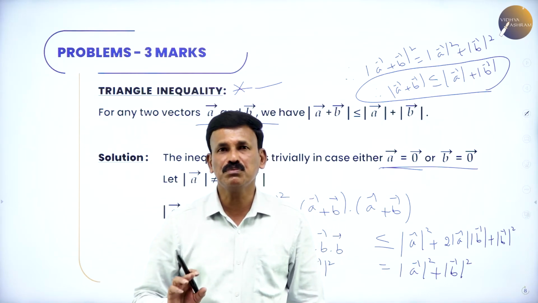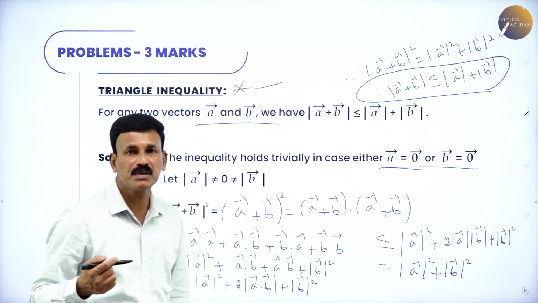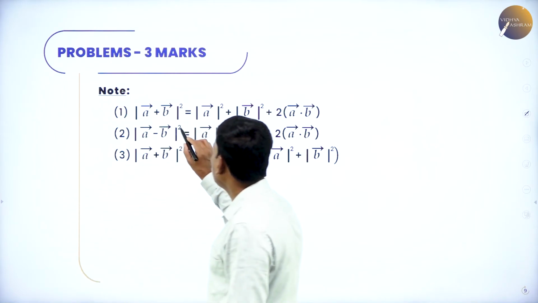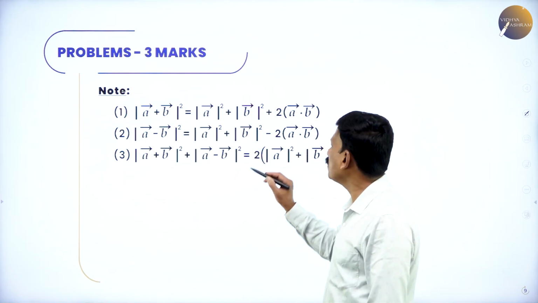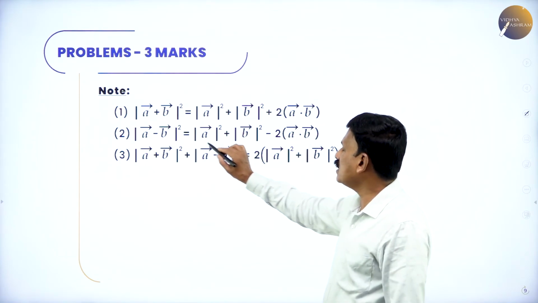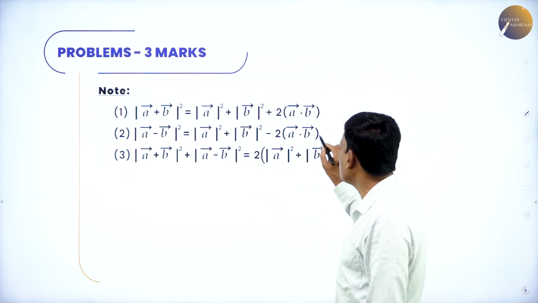So these are the two important inequalities. Now let us come to the problems based on this. Now we have studied this: length of a + b whole squared is equal to length of a squared plus length of b squared plus 2 times a · b. Similarly, length of a − b whole squared is equal to length of a squared plus length of b squared minus 2 times a · b.